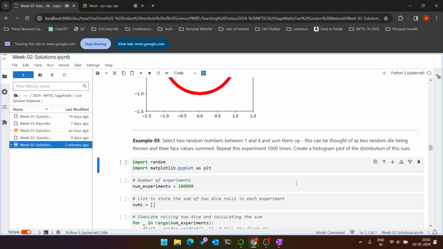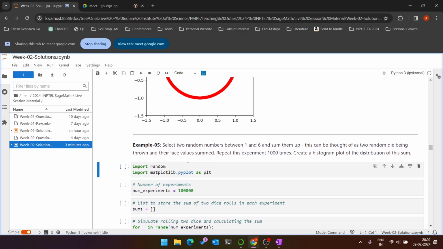So again, we begin with the same approach, where we first import our important modules, which are random and matplotlib.pyplot. Then we assign a number of experiments, say 1000 experiments, and then I'm creating a list which will store the sum of two dice rolls at the end of each experiment. So for each of the 1000 experiments, we'll sum dice 1 plus dice 2 and store this in the list sums.